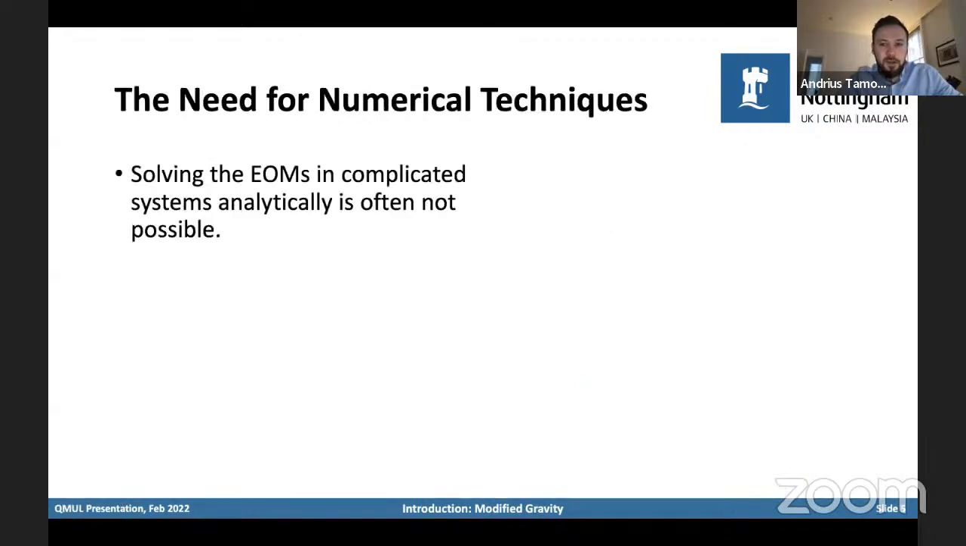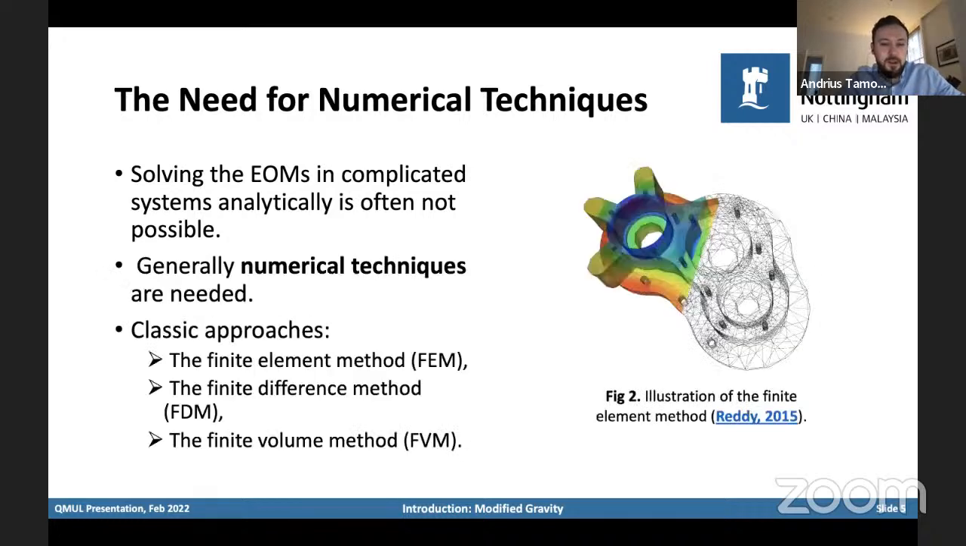But the key point that I wanted to emphasize here is that solving these equations of motion is complicated. Generally, numerical techniques are needed, and there are many different approaches. I just mention a few general classes of approaches here, but the one we're going to focus on is the so-called finite element method.